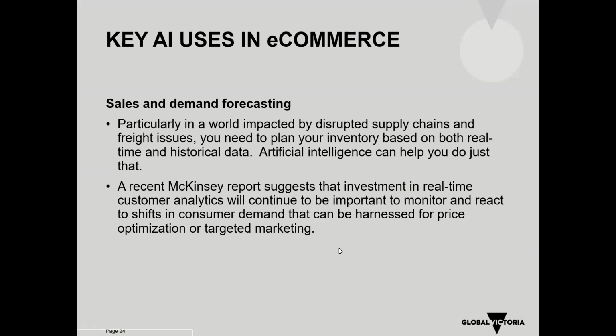We all know we live in a world of disrupted supply chains and pretty substantial freight issues. That means you need to plan your inventory based on both real-time and historical data, and AI can help you do just that. McKinsey suggests that investment in real-time customer analytics will continue to be important in the monitoring and reaction as we shift consumer demand that can be harnessed for price optimization.